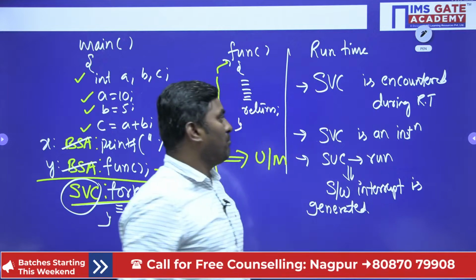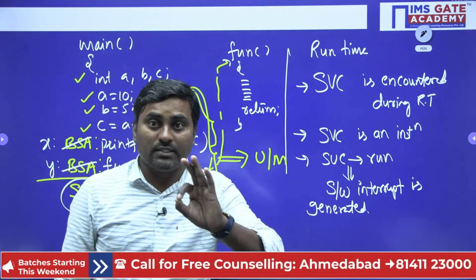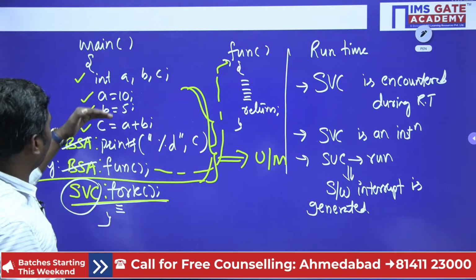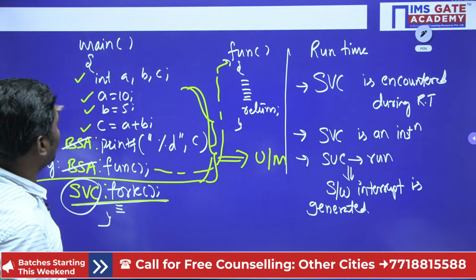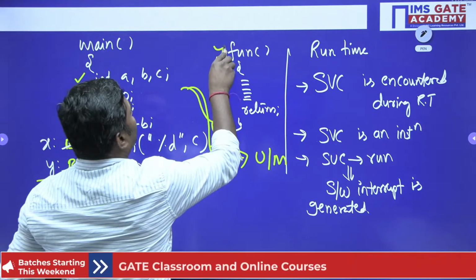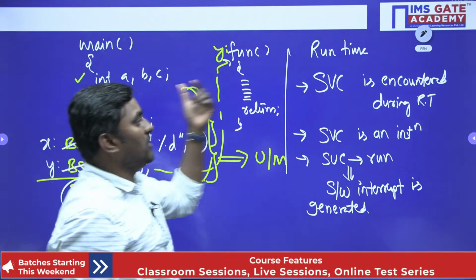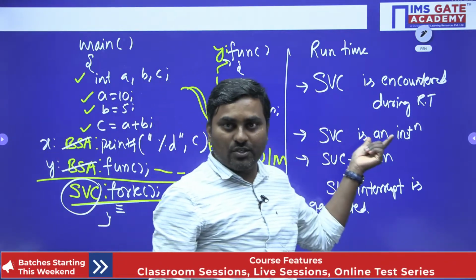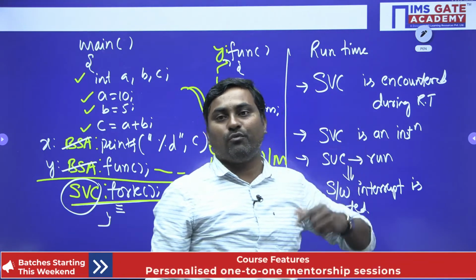Is the point clear? Do you understand the runtime point? At runtime, this code will run: where the printf definition is available, go to the X location and run; where the function definition is available, go to the Y location and run. Then when SVC is encountered during runtime, the SVC instruction will execute. Executing the instruction means generating the software interrupt.